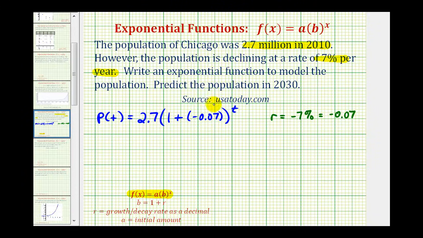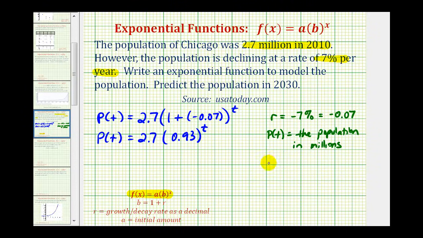Let's go ahead and simplify this. This is going to be p of t equals 2.7 times 0.93 raised to the power of t, where p of t equals the population in millions, and t is equal to the number of years after the base year, or in this case, the number of years after 2010.